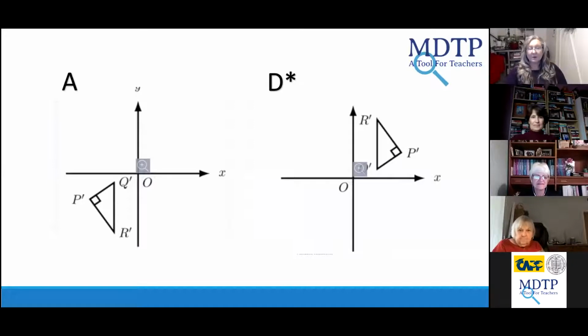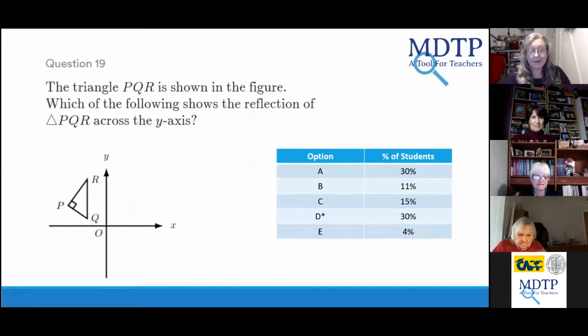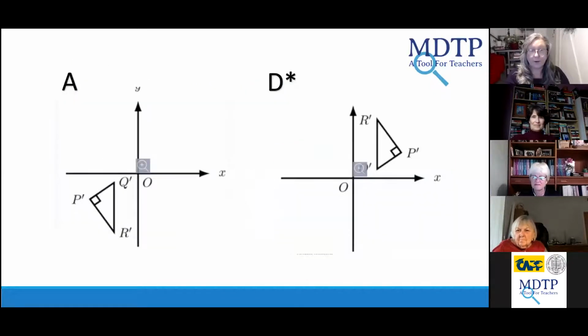So if D is the correct response, A is the other response that drew 30% of the students, and that is the item. What can you conclude about students with option A? So Sophia shared that it seems the students didn't focus on which axis to reflect across.